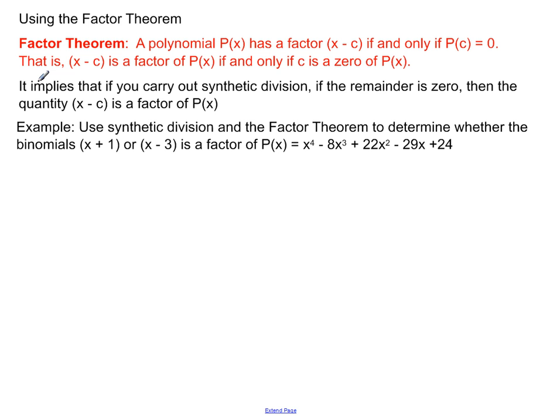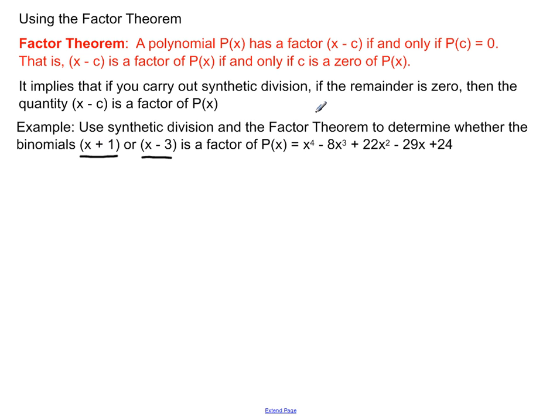It says if we have a polynomial that has a factor of x minus c, and this factor is x minus c, if p of c is equal to 0, in other words, the remainder is 0, then the quantity x minus c is a factor of p of x. Well, that's really, really useful. We can check out many factors very quickly using our synthetic division and the factor theorem here to determine whether or not these binomials are in fact factors of p of x.